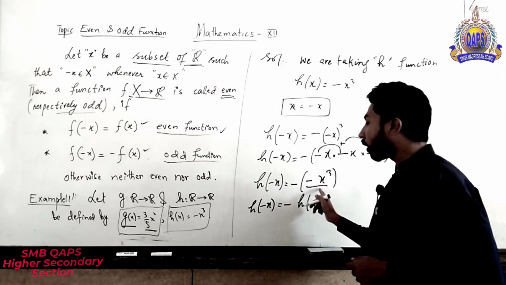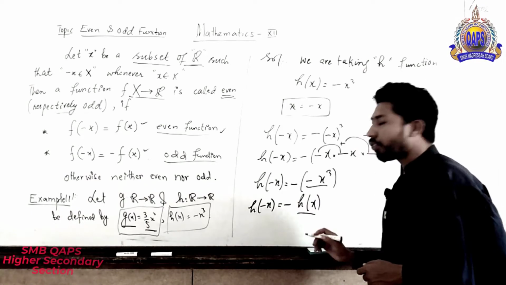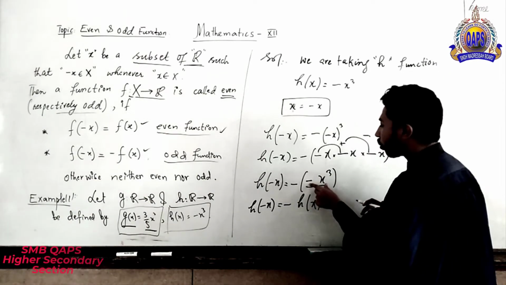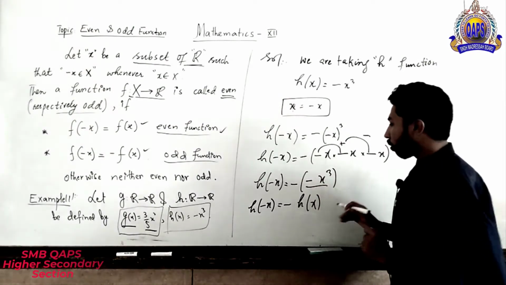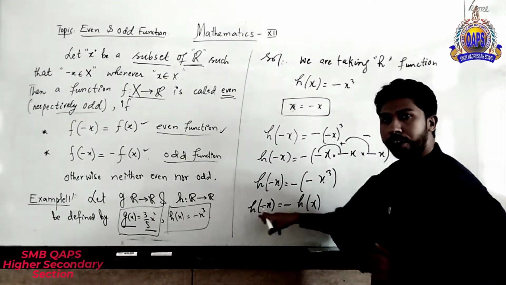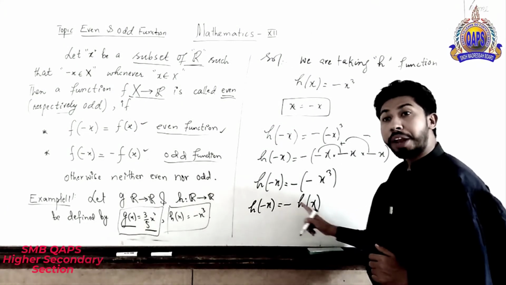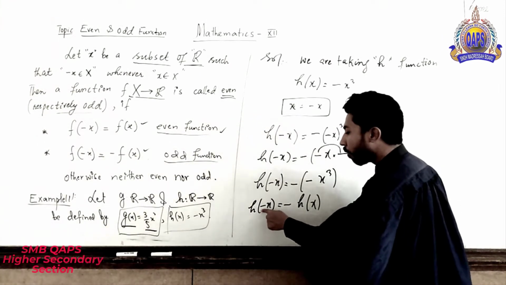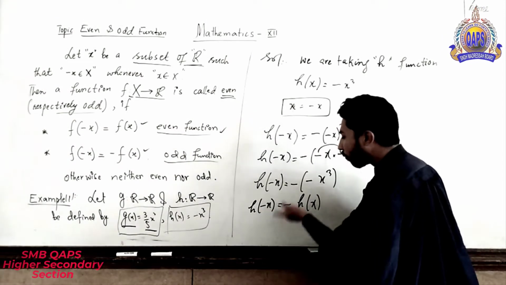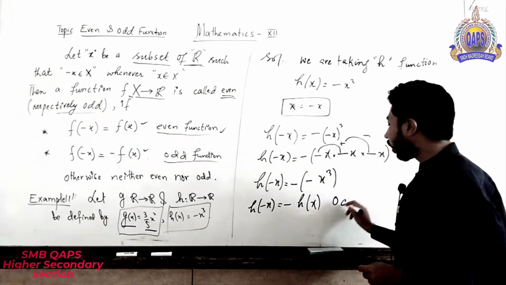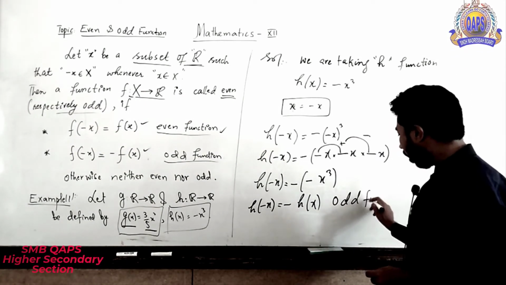In the place of this function we put h of x, because h of x equals this function. So now this whole function is converted into the negative sign, because we put a negative in the input and the whole function became negative. So you can say that this function is an odd function.